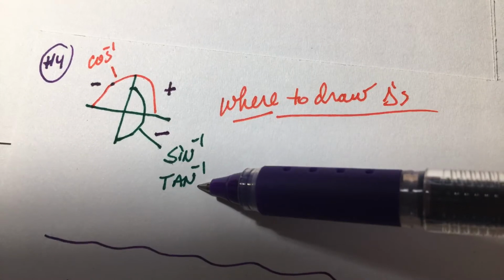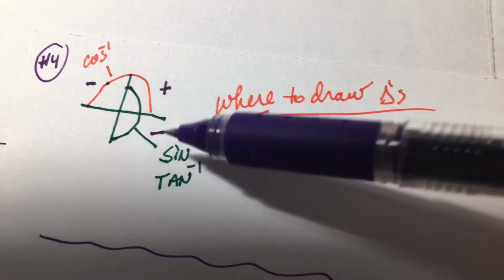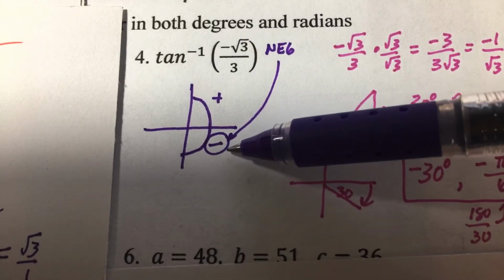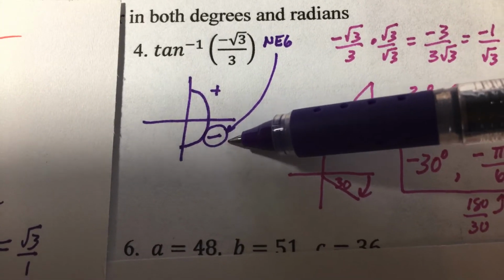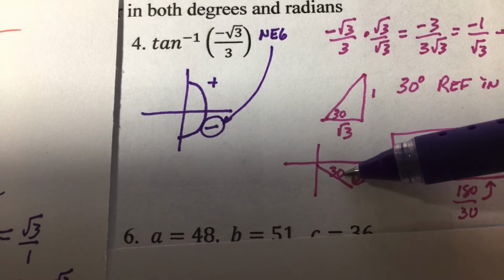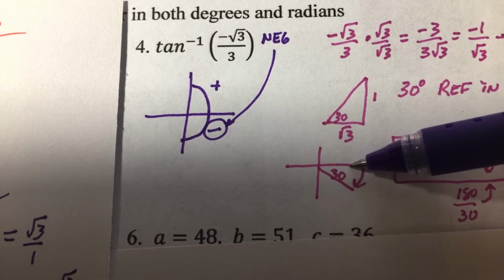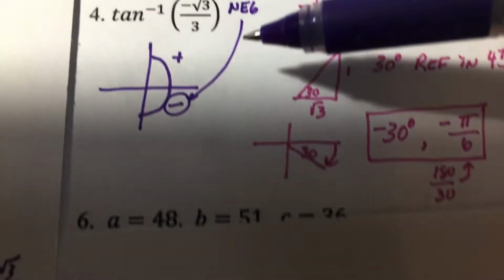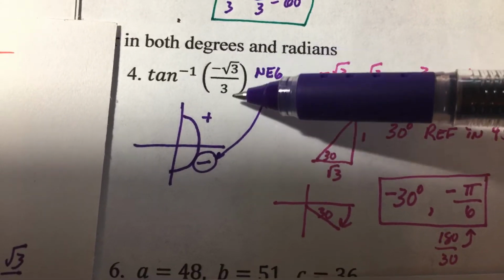So we are doing an inverse tangent and it's a negative value. So we're going to have to draw our triangle in the fourth quadrant. So now the question becomes, what is that angle? Okay. All right, so remember negative square root of 3 over 3.